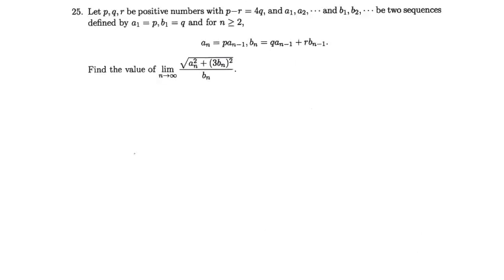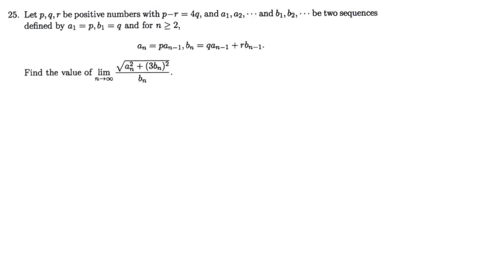SMO Singapore Mathematical Olympiad 2021, open section, first round, problem number 25. Let P, Q, R be positive numbers with P minus R equals 4Q, and A1, A2, dot dot dot and B1, B2, dot dot dot be two sequences defined by A1 equals P, B1 equals Q, and for n greater than or equal to 2, an equals P times an minus 1 and bn equals q times an minus 1 plus r times bn minus 1. Find the value of the limit of this term when n approaches infinity.